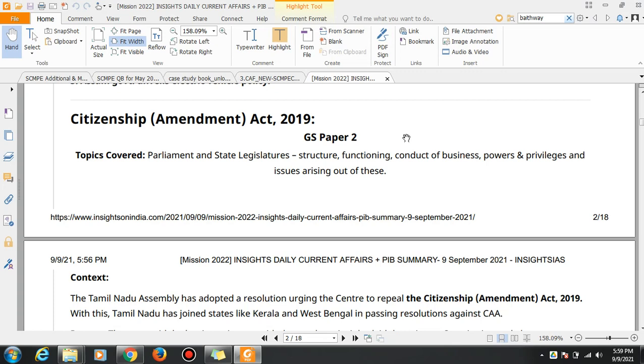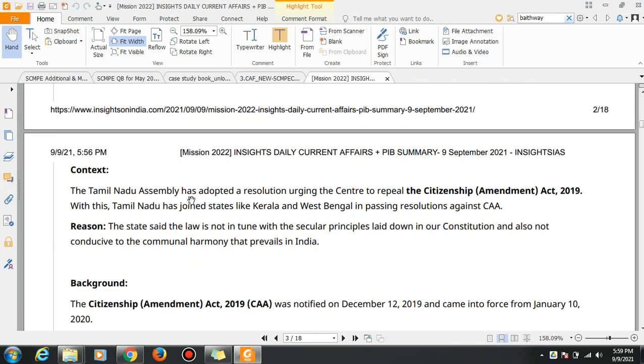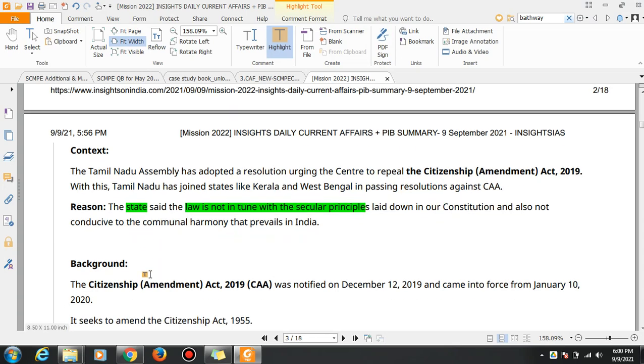So what is the Citizenship Amendment Act 2019? The Tamil Nadu Assembly has adopted a resolution urging the Centre to repeal the Citizenship Amendment Act 2019. With this, Tamil Nadu has joined states like Kerala and West Bengal in passing a resolution against the CAA. The state said the law is not in tune with the secular principles enshrined in the Constitution and also not conducive to the communal harmony that prevails in India.